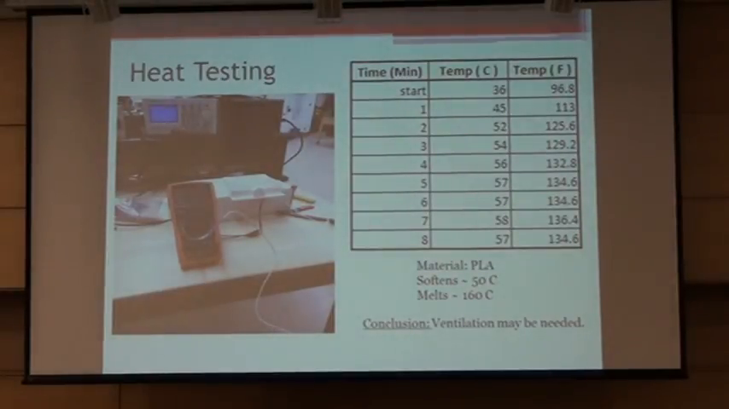You can see in this table that the temperature inside the building evened out around 7 minutes at about 57 degrees Celsius. The material we used for printing was PLA, which softens around 50 degrees C and starts to melt at 160 C. So I came to the conclusion that some ventilation may be needed.